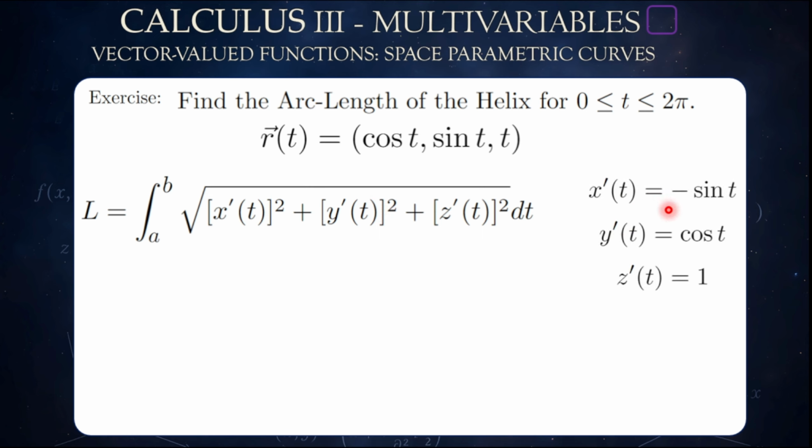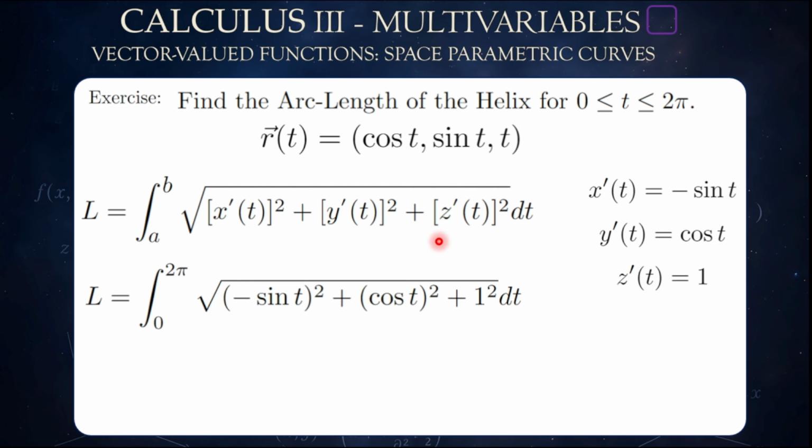X prime t is equal to minus sine t, y prime t is equal to cosine t, and z prime t is equal to 1. So L is equal to integral from 0 to 2 pi square root of minus sine t squared plus cosine t squared plus 1 squared dt, which equals square root of 2 times the integral from 0 to 2 pi, which is 2 pi square root of 2.